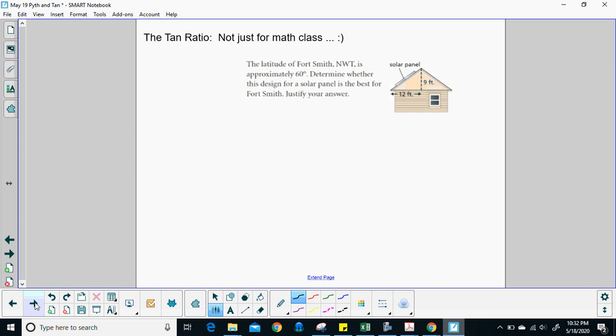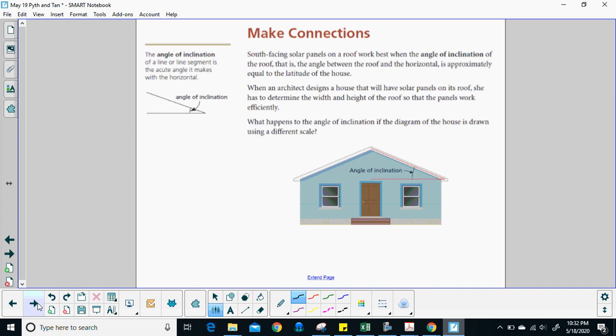So I have a house. Now, I don't know about you, but going and climbing up on a roof to measure that is not easy. But I can definitely measure a vertical, and I can measure the horizontal. So those are easy to do. Now, the thing about solar panels is they work best when the angle of inclination, so the angle between the roof and the horizontal, is approximately equal to the latitude of the house. Isn't that neat? Trig in real life.